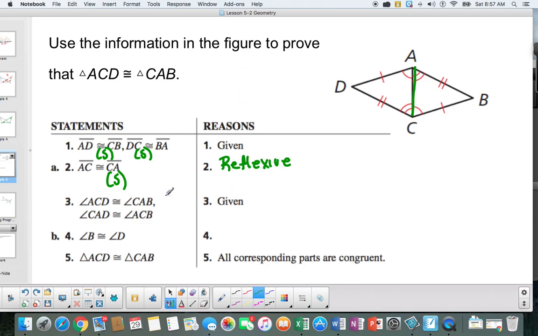So I have 3 pairs of sides. Now I've got to look for some angles. In the given, they've already given me 2 pairs of angles. And so now I've got to show that this angle is congruent to this angle. And we can do that by the third angles theorem. And that will give us our third pair. So we have all 6 pairs. That means the triangles are congruent because all corresponding parts are congruent. When that happens, I know rigid motion took place. Rigid motion took place, therefore the triangles are congruent.